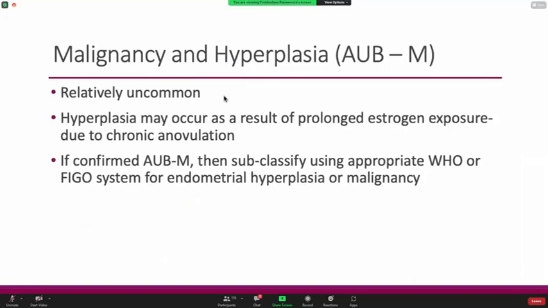Then we have malignancy and hyperplasia, right? Luckily they are not that common. If you are between 45 to 50 years, it's about 1%. And from 50 and above, when you have postmenopausal bleeding, malignant risk increases to about 10%. But usually if you are less than 40 years of age, the chance of malignancy is about 0.1%. So luckily they are not common.